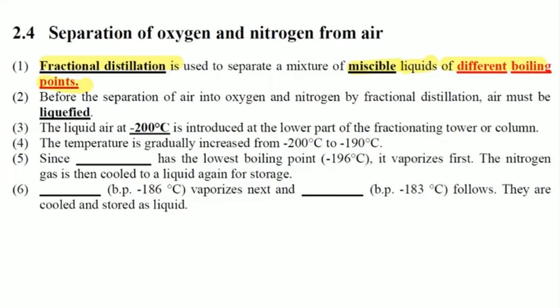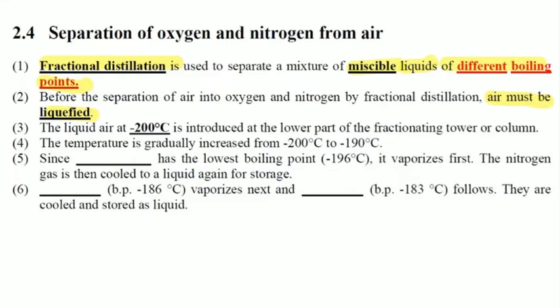Before the separation of air into oxygen and nitrogen by fractional distillation, air must be liquefied, because fractional distillation can only separate liquids. So we first need to liquefy air, make it change from a gas to a liquid. The liquid air at negative 200 degrees is introduced at the lower part and then gradually increased. Okay, for this part, I will talk about using the diagram to be more clear.